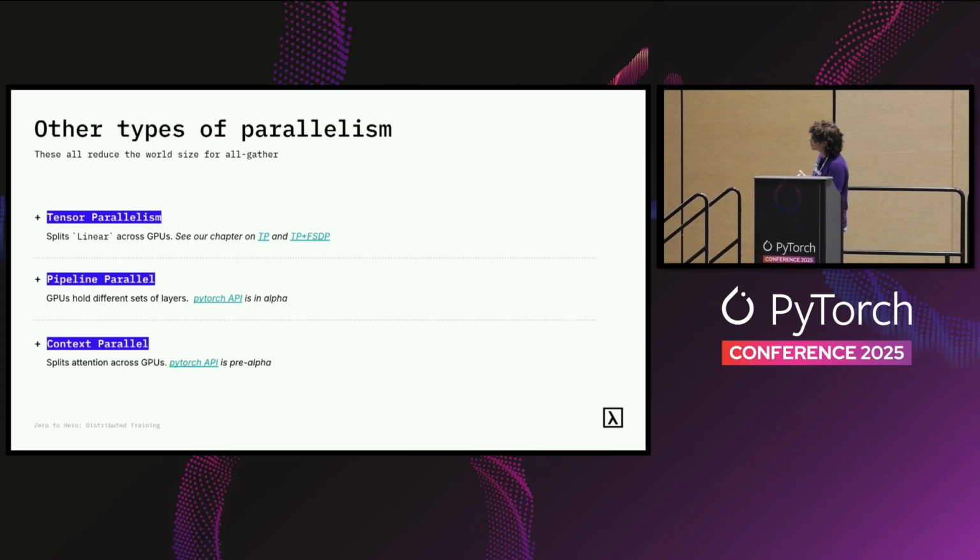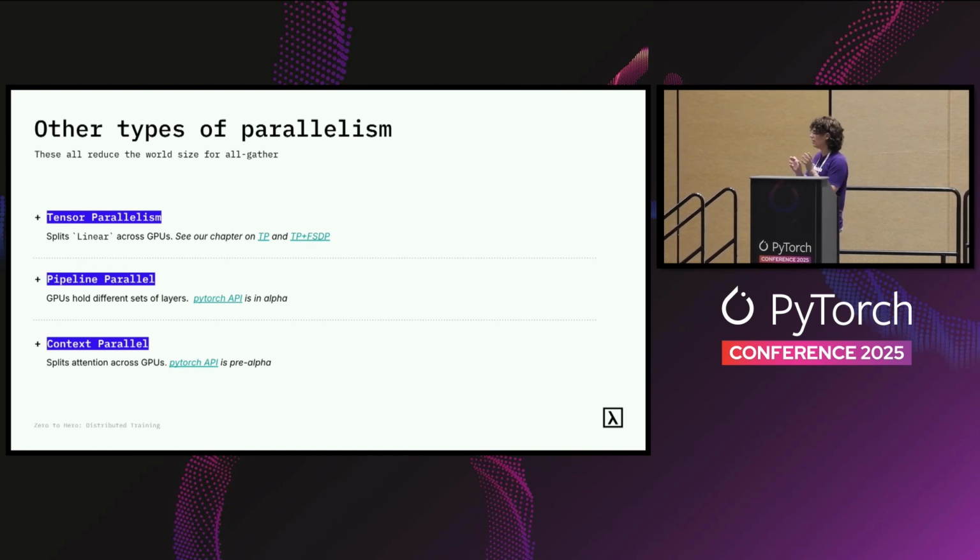So what are these other types of parallelism? There's tensor parallelism, which basically splits your linear layers internal to a node across your GPUs. We have chapters on that. I could probably have time to talk a little bit about it. We have pipeline parallelism, where your model itself gets split into different sets of GPUs. Maybe the first 10 GPUs hold only the first 10 decoder layers, and then the next 10 GPUs hold the next 10 layers, et cetera. That reduces the world size to basically 10. And then you have context parallel, which splits the attention.